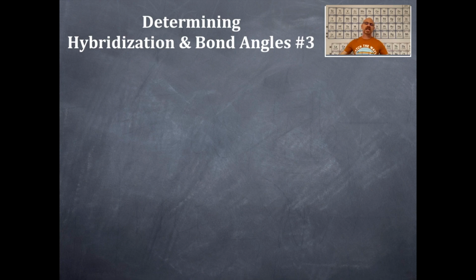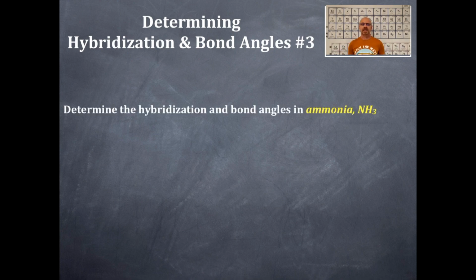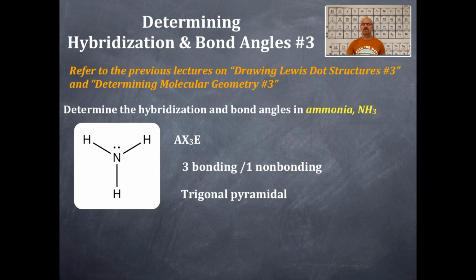Bam! So today we're determining the hybridization and bond angles for number 3. Okay, so what is number 3? Number 3 is ammonia, that's NH3. Before we really get moving on ammonia, I want to make sure you review 2 videos. The first is drawing the Lewis dot structures number 3, and the second is the determination of molecular geometry number 3.